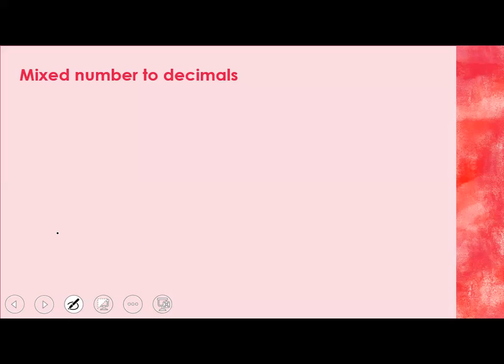Can you have a go then at this one for me? I've got 3 and 4/10. What would that be as a decimal?